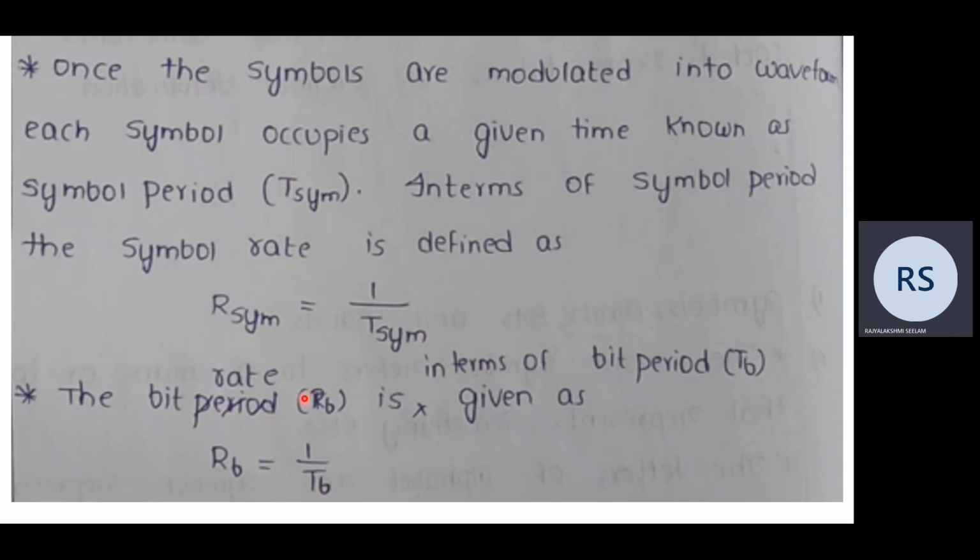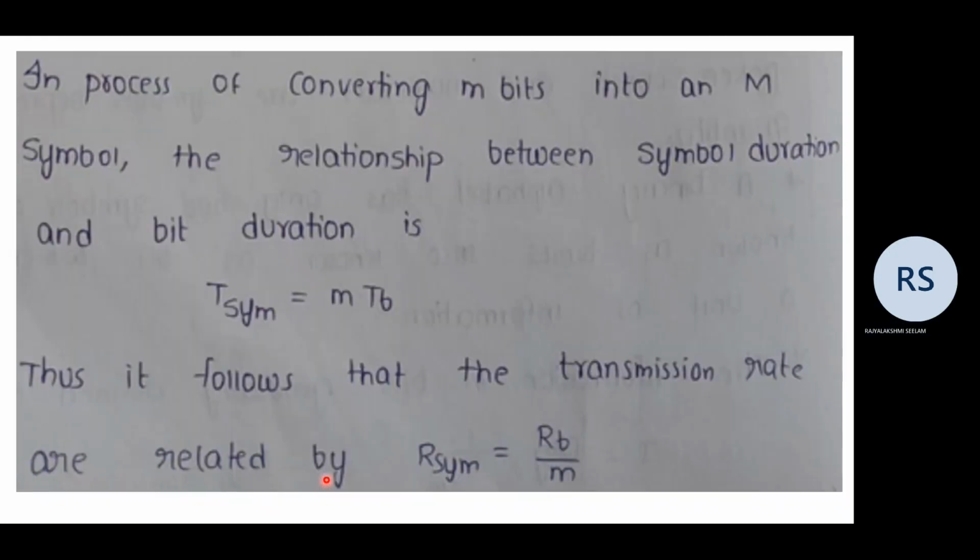The bit rate is represented as R_b, which in terms of the bit period T_b is given as R_b equals 1 by T_b. So in the process of converting m bits into a capital M-ary symbol, the relationship between symbol duration and bit duration is given as T_sym equals m times T_b. Thus the transmission rates are related by R_sym, the symbol rate, equals bit rate divided by small m. Here T_b is the bit period.